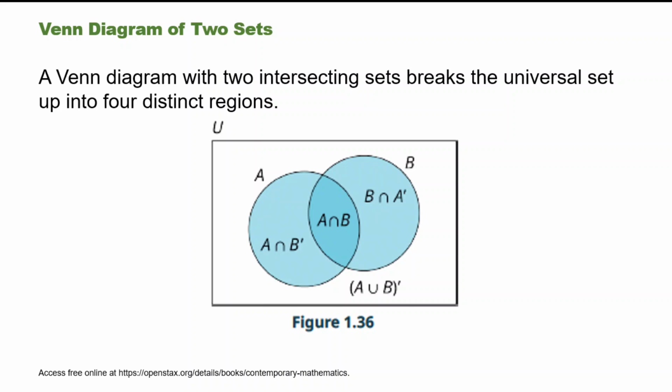Those are labeled, respectively, as A intersect B complement, B intersect A complement, A intersect B, and A union B, in parentheses, complement. We can read what those are with ands, ors, and nots out loud, and it describes exactly what is found in there: A and not B, B and not A, A and B, or neither A nor B.